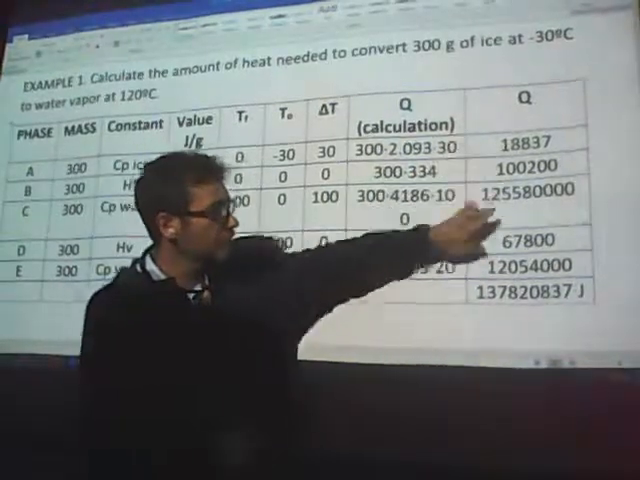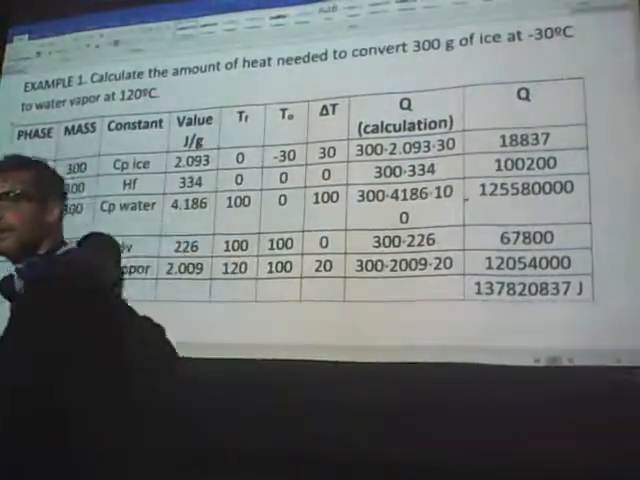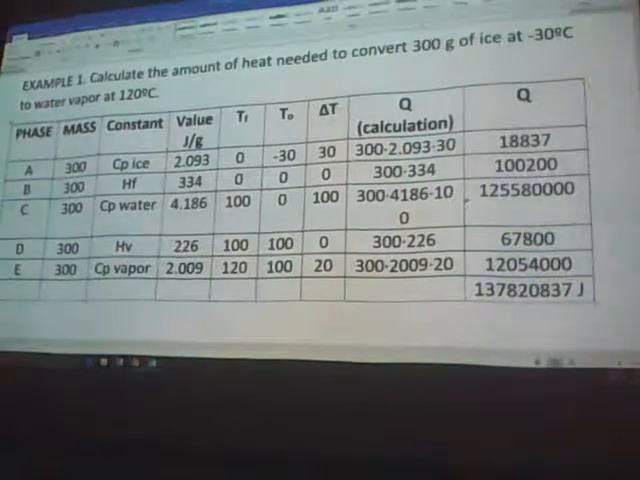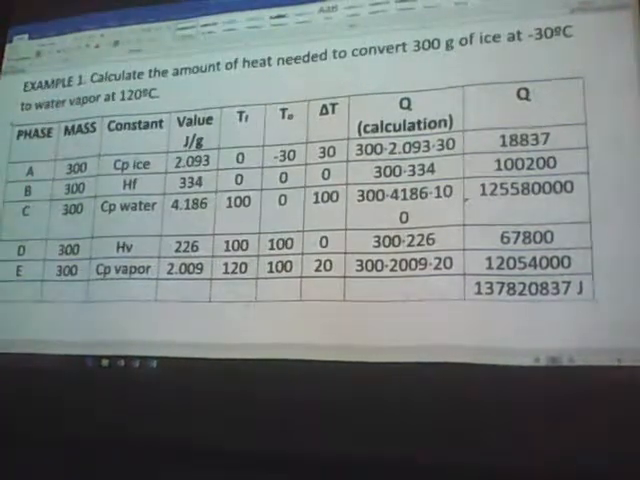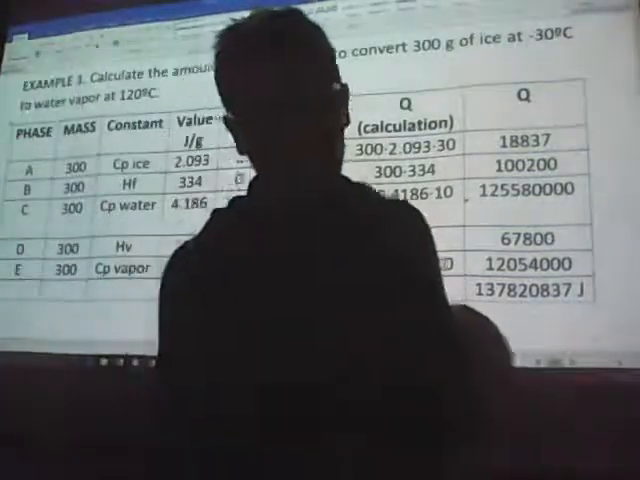You have that number, you add all those numbers, and you get the total heat needed to heat that ice to gas, okay? You got another example to do, and that's all, okay? It's easy.